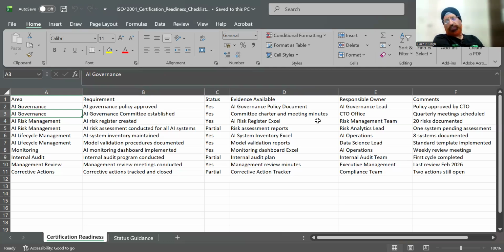So it's a big picture that gives you an indication that yes, out of those 11 items for us to audit, there are 11 requirements mapping to these 11 areas, right? This is the status. For most of the things, there is yes, but there are two partials. One is this partial: AI risk assessment conducted for all AI systems, and the other is internal audit program conducted, right? The evidence available here is your risk assessment report, and there, the internal audit plan. And then the responsible person is there. One system pending assessment, right? Because of this, it is partial.